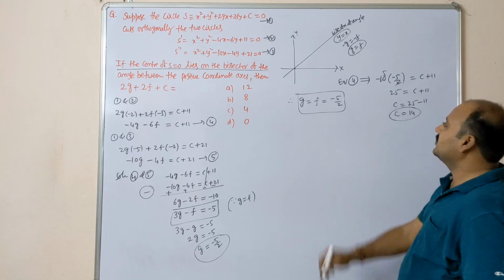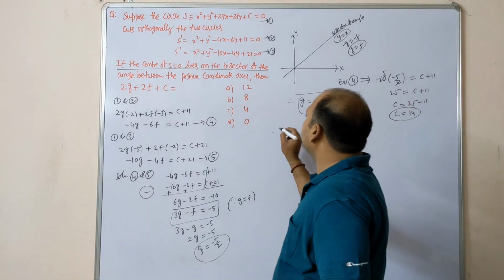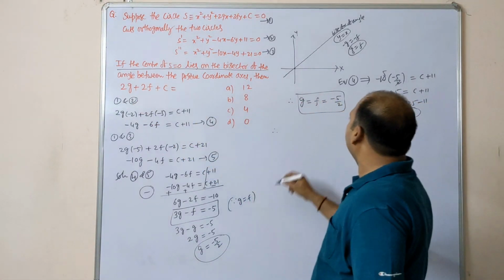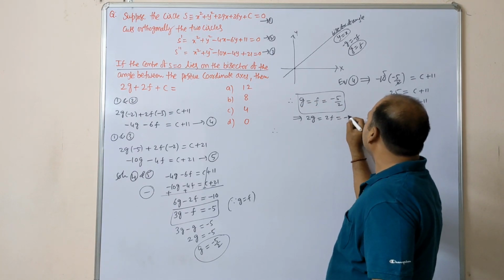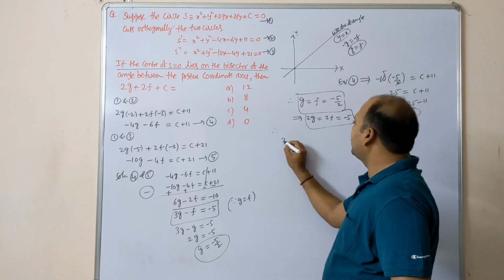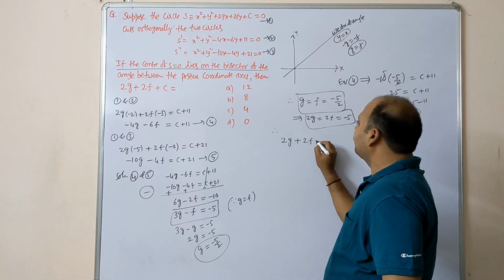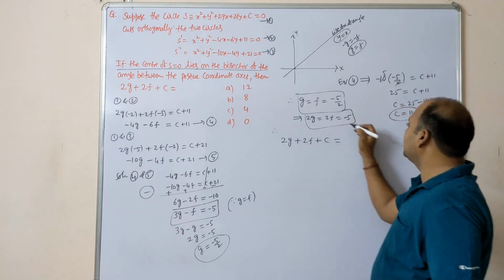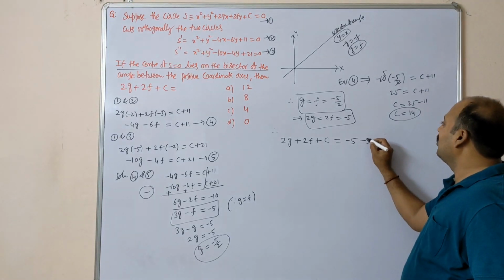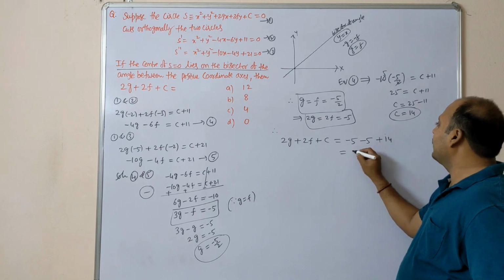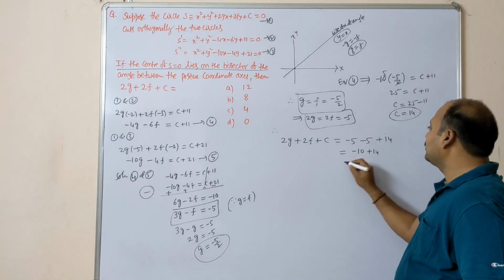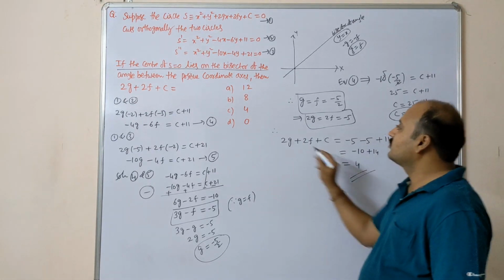So now they are asking to find 2g plus 2f plus c. Here 2g equals 2f equals minus 5, dear students. So therefore they are asking 2g plus 2f plus c, equal to 2g value minus 5, 2f value minus 5, c value 14. So minus 5 minus 5 plus 14, which is equal to 4. So that is there in the third option, dear students.